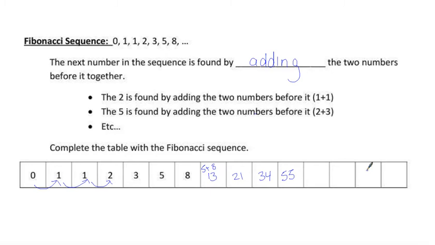And then why don't you finish out the last 4 terms in that sequence? So we have 34 plus 55 is going to be the next term, and that gives you 89. And then I'm going to do 55 plus 89 gives you 144. And then I'm going to do 89 plus 144 is 233. And then 144 plus 233 gives you 377.